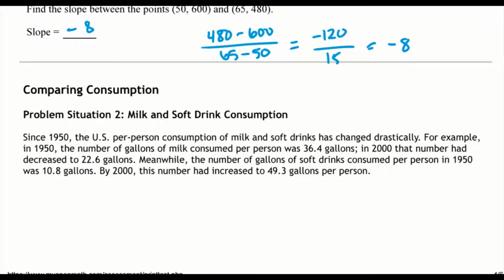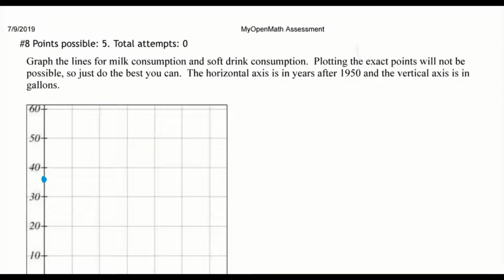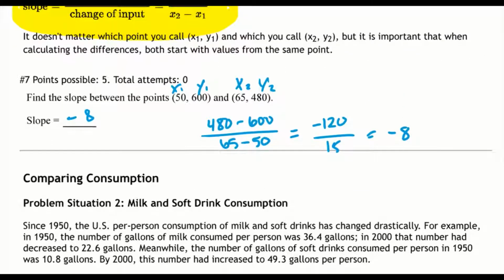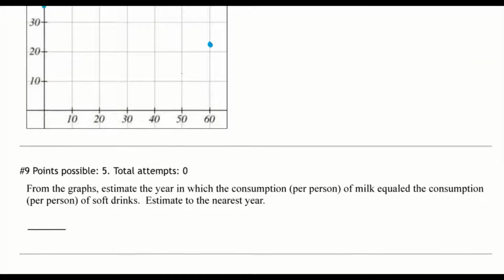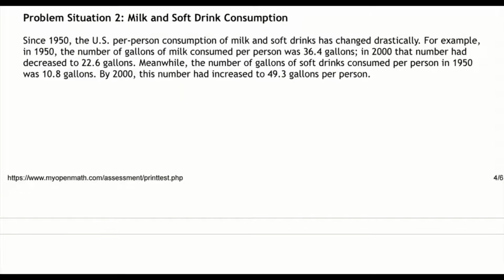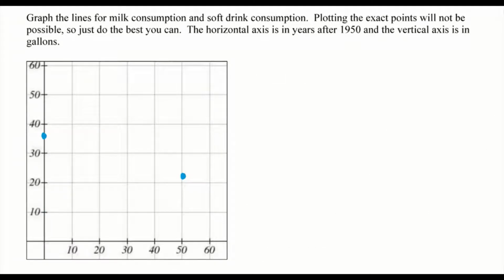So for milk, it started at 36.4 gallons, and then it went to 22.6. So these are estimates. For soft drink, it's after 50 years. We started at 10.9 and then went to 40.3. I did 2 different colors just to help me keep track of the difference.